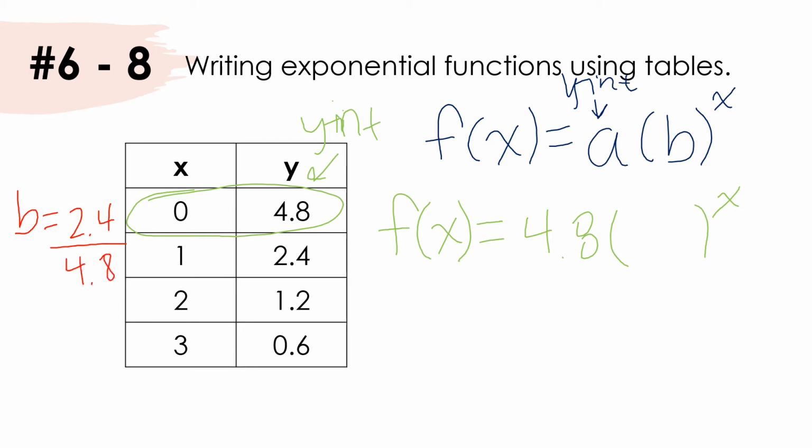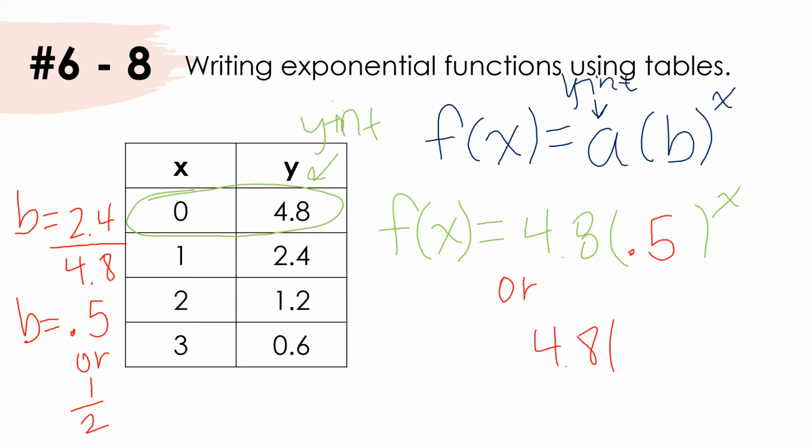Make sure that you're using the y values to find your base. This would also work if you did 1.2 over 2.4 or 0.6 over 1.2, but any y value divided by the value right before it. So if you do the math either by hand or in your calculator, you're likely to get 0.5, which is the same thing as 1/2. So when you write your base, because that's a nice decimal, we would be okay with you writing 0.5, but know that it could also be written as 1/2 to the x.